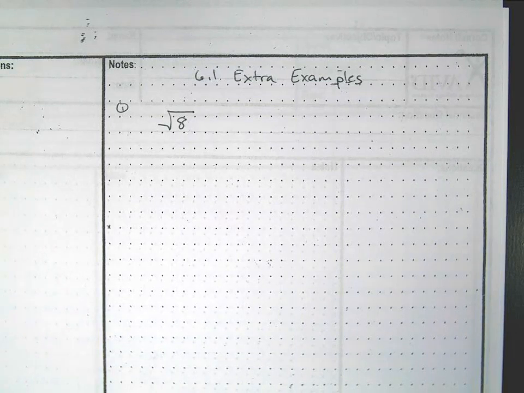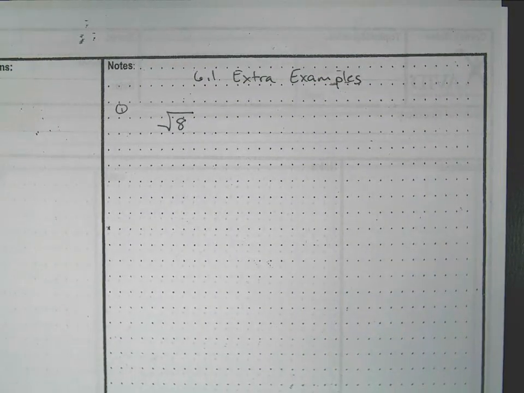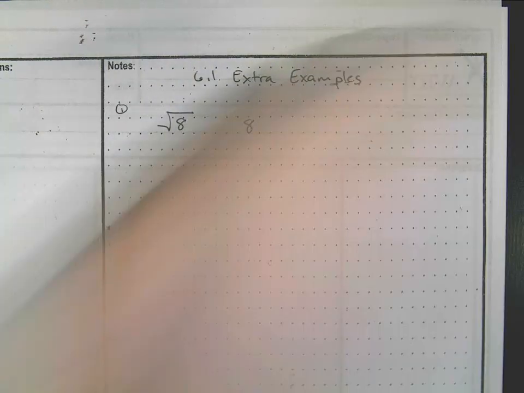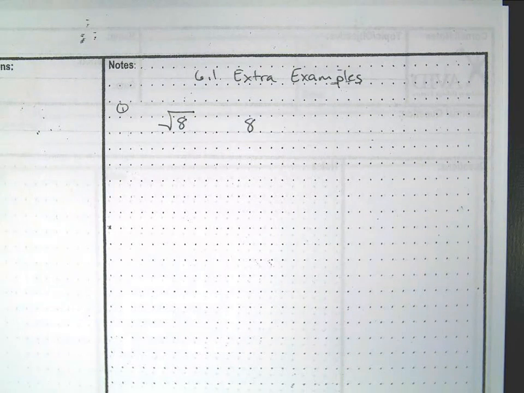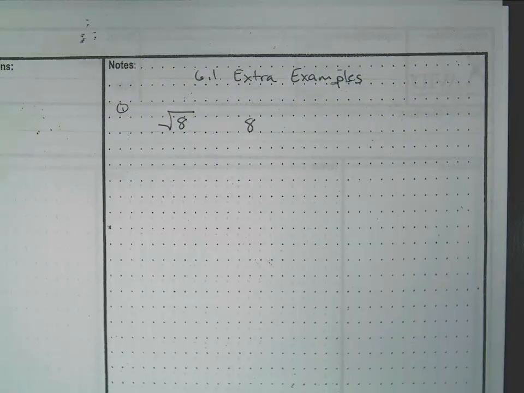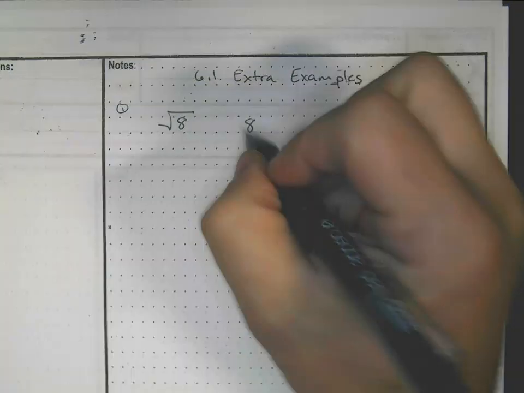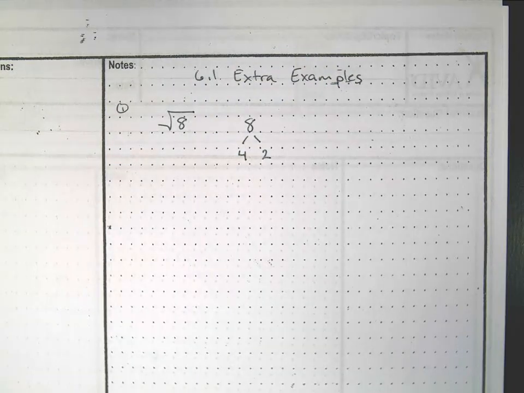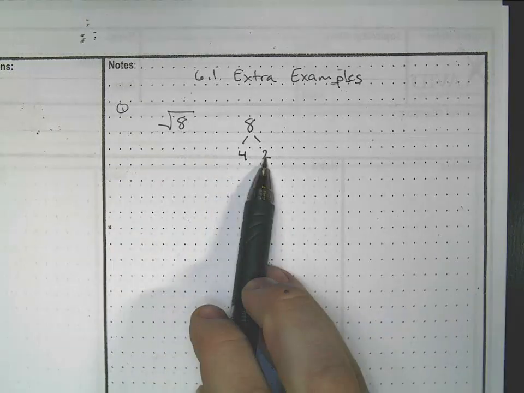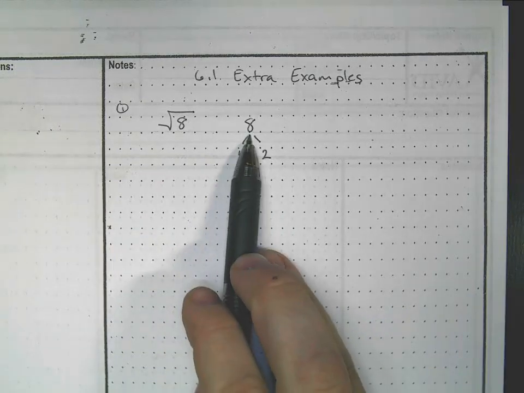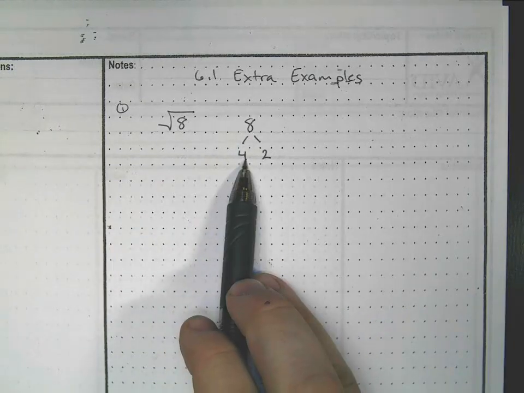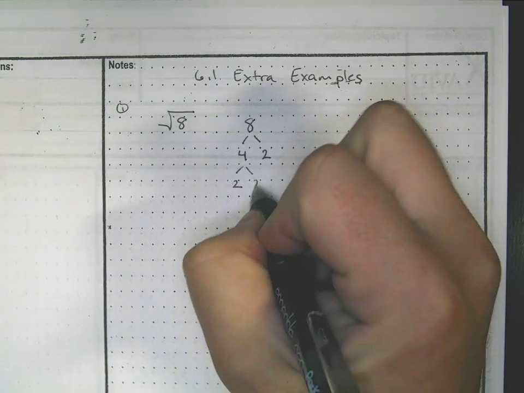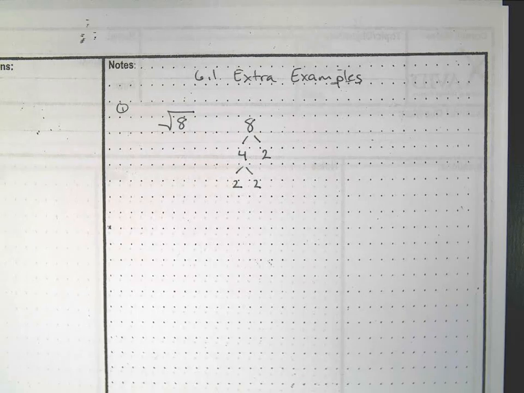The problem's given to us like this, and then we just go through this process. The first thing I want to do is build my factor tree. So I'll write 8 off to the side. When I'm writing down the factors, I'm writing down numbers that multiply to equal 8. So I can say, well, 4 times 2 equals 8. Now I'm going to break 4 down into its factors. Well, 2 times 2 is 4.